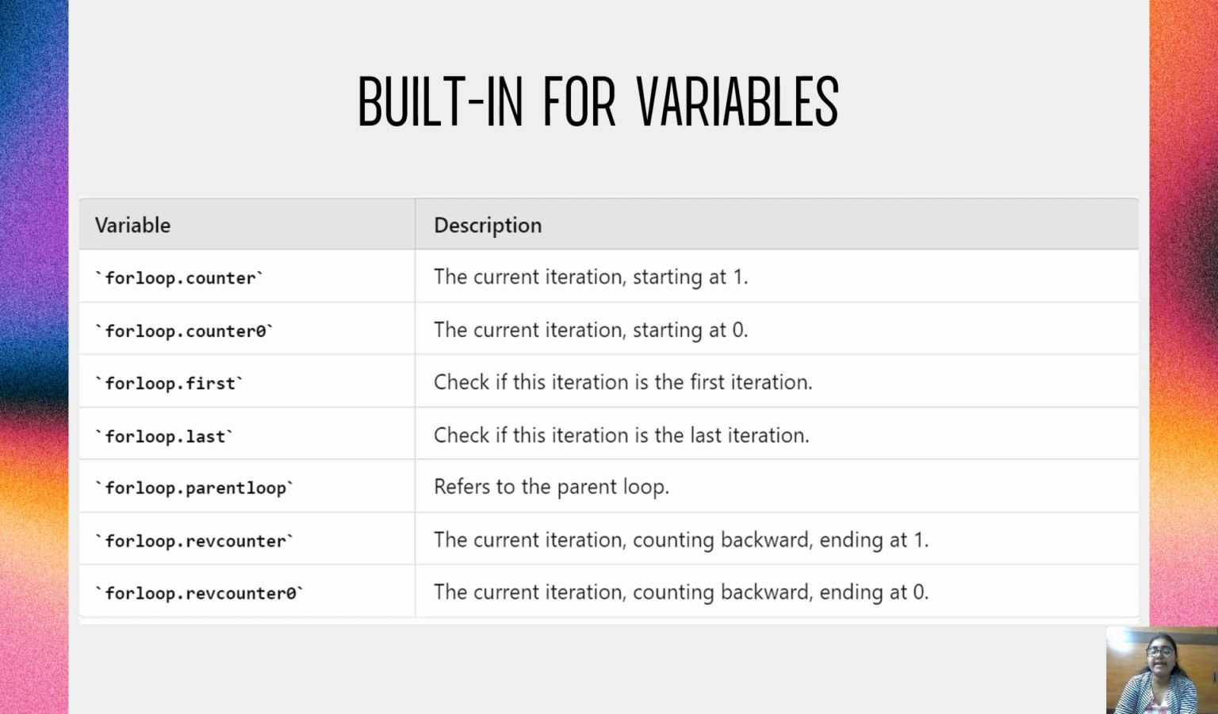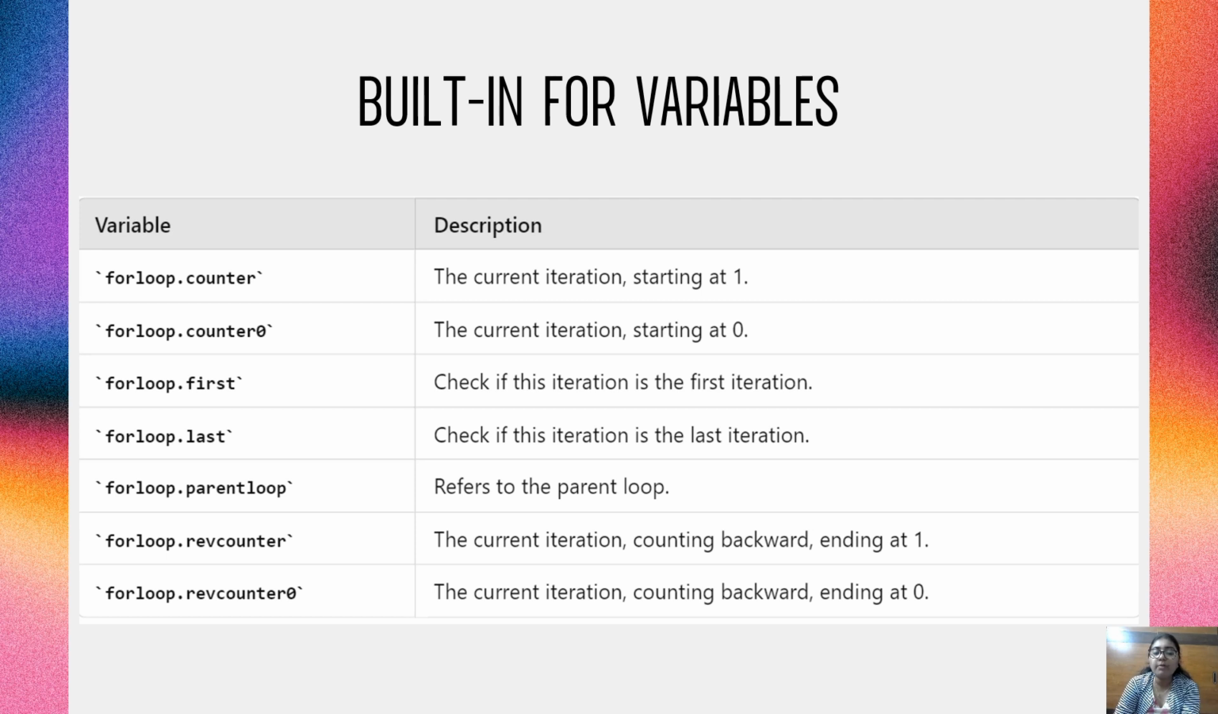Django provides several built-in variables you can use within for loops. These include forloop.counter, the current iteration starting at 1. forloop.counter0, the current iteration starting at 0. forloop.first, check if this is the first iteration. forloop.last, check if this is the last iteration.